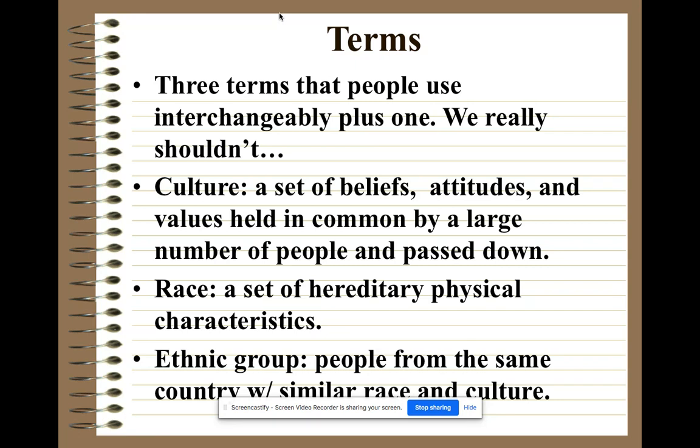And the first one's culture. When I was a kid, we got told culture was the way you live your life. And I think that's probably a fairly accurate short definition. But for our purposes, we're going to say that it's a set of beliefs, attitudes, and values that are held in common by a large number of people and passed down from generation to generation. This one gets a little tricky in the United States because I guess the question that I would ask is, is there truly an American culture?